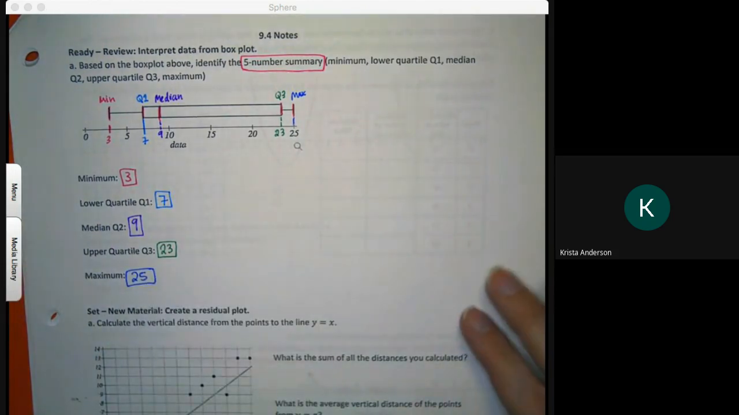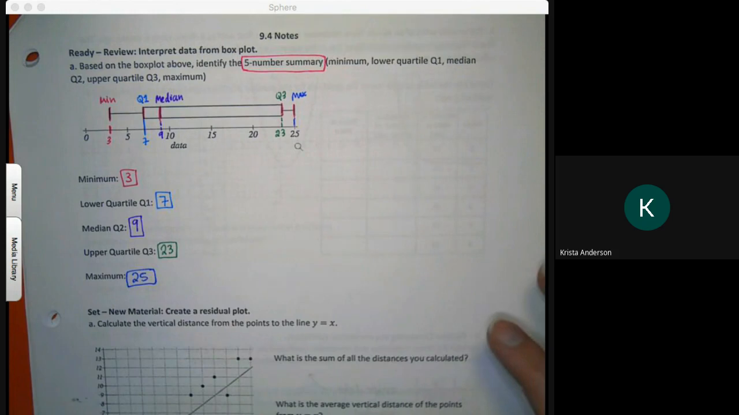So we're just reading the box plot. You know why it's called a box plot? It's a box. Yeah. Easy. So smart. Next one, vertical distance.